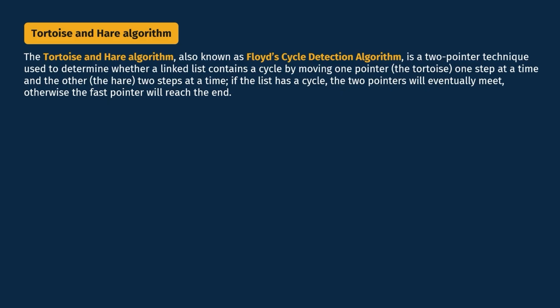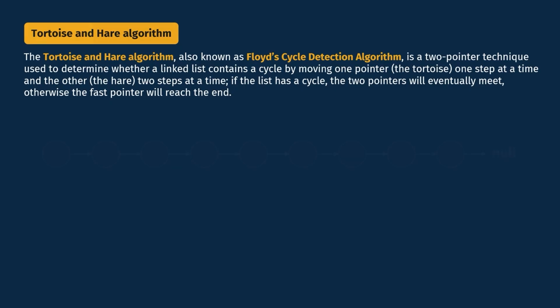The idea is simple. Use two pointers that move at different speeds. The tortoise moves one step at a time, while the hare moves 2 steps at a time. If there is a cycle, these 2 pointers will eventually meet inside it. If there is no cycle, the hare will reach the end of the list. And best of all, this method uses only O(1) space. No extra memory or data structures required. Just 2 pointers and pure logic.